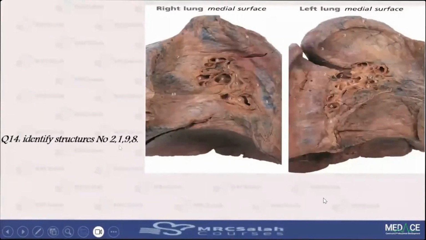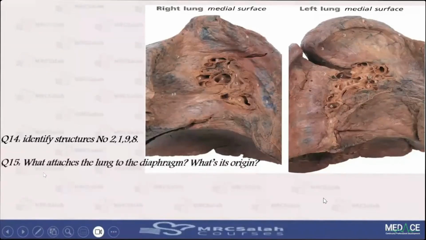Would you identify the structures numbered 1, 2, 8, and 9? So 1 would be the right main bronchus, on the right lung. Yes, main bronchus. What about 2? 2 would be the right pulmonary artery, or the pulmonary artery in general. What about 8? 8 would be the pulmonary ligament. And what about number 9? 9 would be the pulmonary veins.